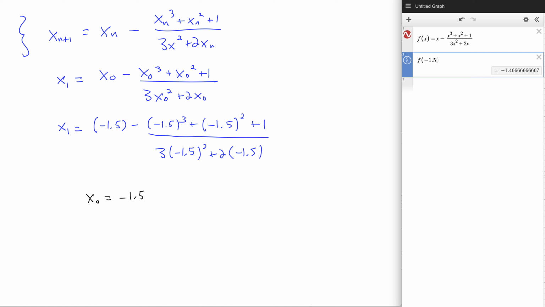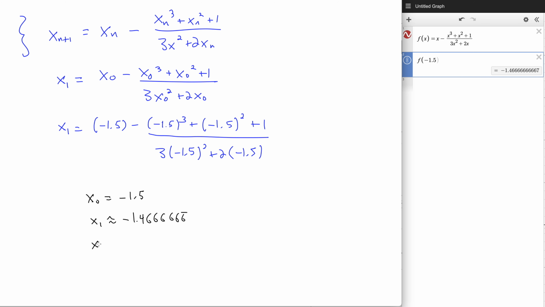Now we can quickly get x1 by asking, what is f of negative 1.5? And then we have 1.466666. That value, in gray on the right-hand side here, is x1. It's a little bit of a pain to put it in up front, but it's a heck of a lot quicker than using a calculator. So x1 is approximately negative 1.4666666. Even this is superfluous, but it follows what the question would want us to do.